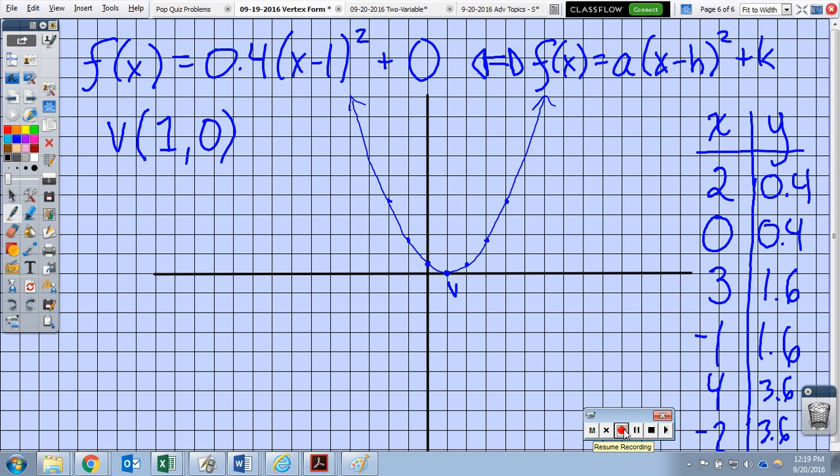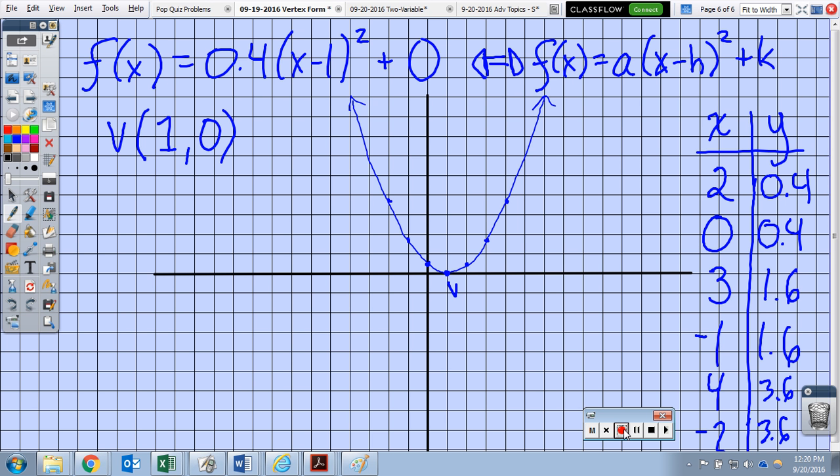Looking at this function, f of x equals 0.4 times x minus 1 squared. For the test, you need to be able to describe all the transformations. That includes horizontal translations, vertical translations, vertical stretching or compression, and reflection about the x-axis or not. That's the a, right? The value of a tells you the vertical compression or stretching, and whether there is a reflection in the x-axis or not.